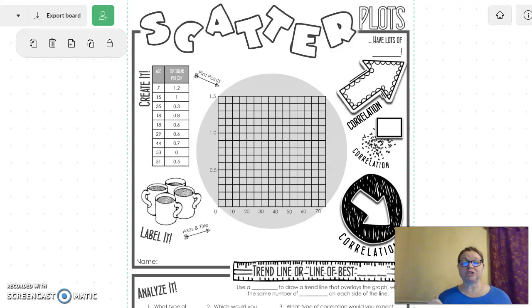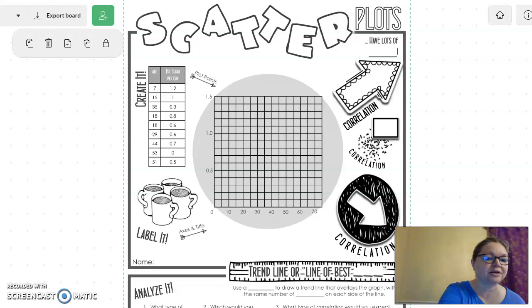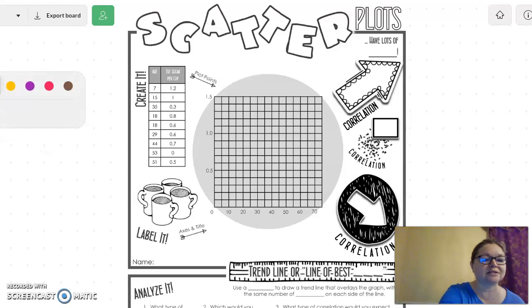So one thing I want you to put into your scatterplot note page, and hopefully you have it out, it looks just like this one. We're going to do a little bit of notes today. One thing I want you to remember about a scatterplot is that scatterplots have lots of dots. So we're going to write that right at the top of this page. Scatterplots have lots of dots, and go ahead and write that in.